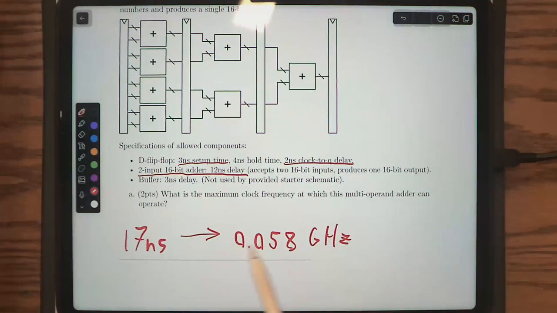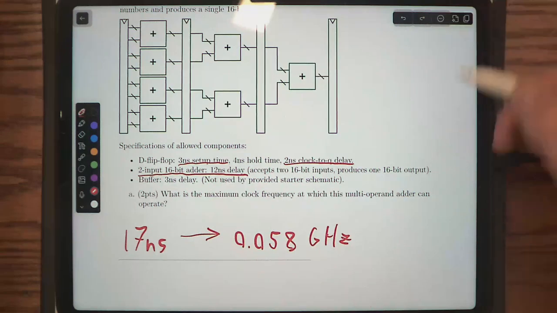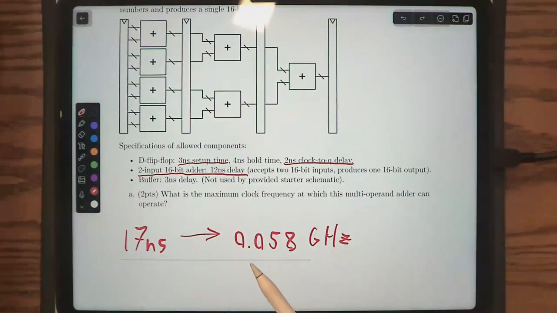But this is really gross to have in this format. If I came up to you and said, we're operating at 0.058 gigahertz, you'd be like, what? This doesn't make any sense. Instead, you would want to put it in megahertz. So how do we convert this into megahertz?